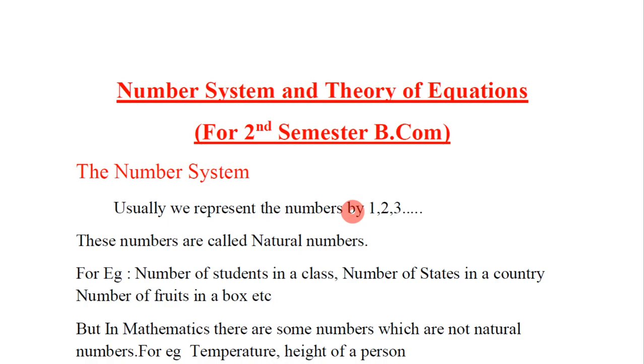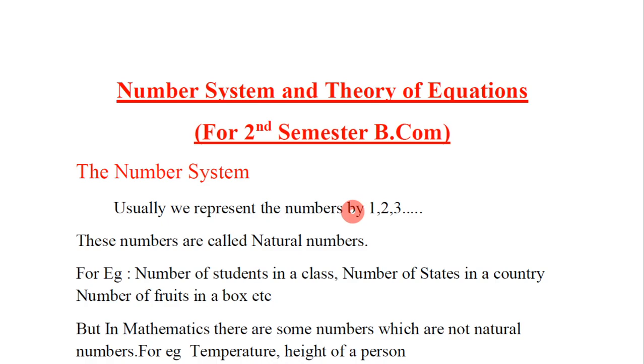The number system we use in our day-to-day life is the decimal number system. Decimal number system has base 10 as it uses 10 digits from 0 to 9. But other than these 10 digits, we use some numbers such as 1 by 2, 5 by 6, minus 3, square root of 11, minus 1 by 8, square root of 3, etc.